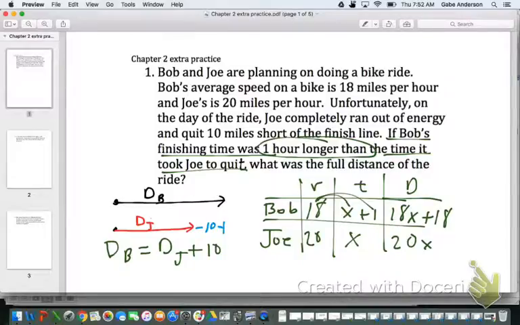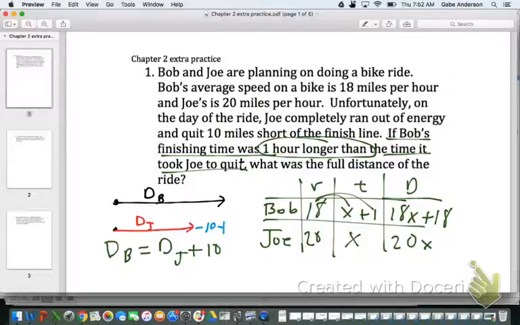Okay, here we go. Does that make sense? Is that logical? Or in other words, is that true? Is the distance of Bob the same thing as the distance of Joe plus 10? Yes. It is true. Now, there are slight variations on this. You could have some stuff moved around, but it could all come back to this equation.